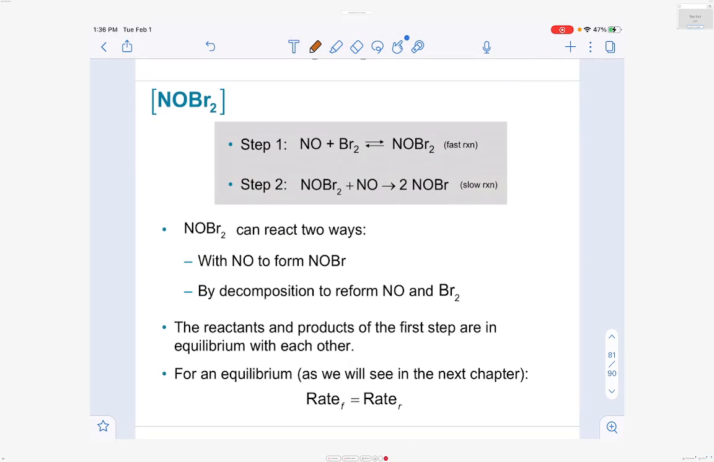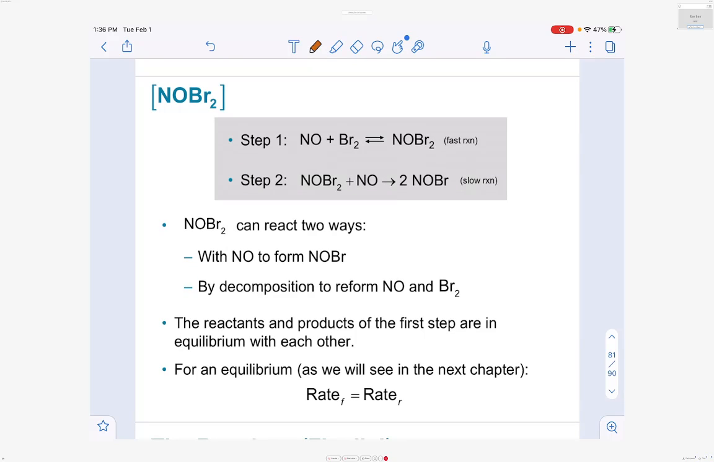Okay, so in order to substitute this intermediate NOBr2 with some other expression, let's take a look at the reactions that NOBr2 can take part in. This compound can participate in two different reactions. For step 1, it can decompose to generate nitrogen oxide and Br2. Remember, this reaction was reversible. NOBr2 can participate in this decomposition reaction.